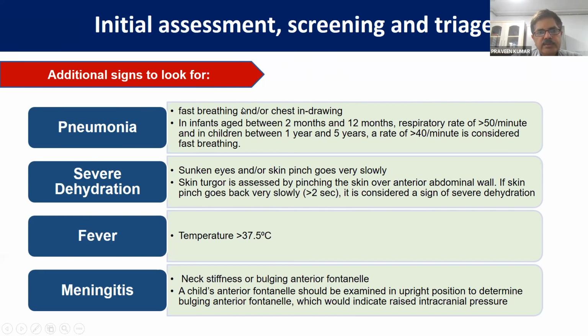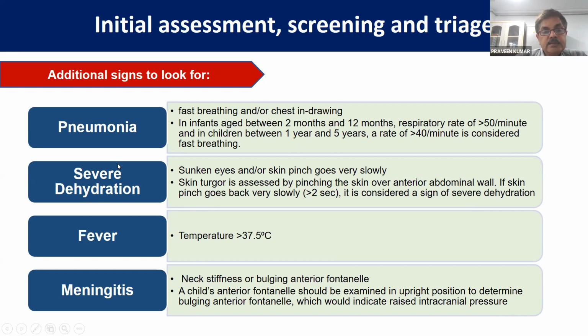And when do we say whether the child has fast breathing or not? For infants 2 months to 12 months, if the respiratory rate is equal to or more than 50 per minute, then we say this is fast breathing. While for children above 1 year, we say it is fast if equal to or more than 40 per minute.